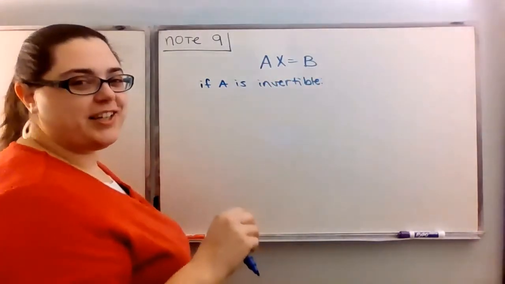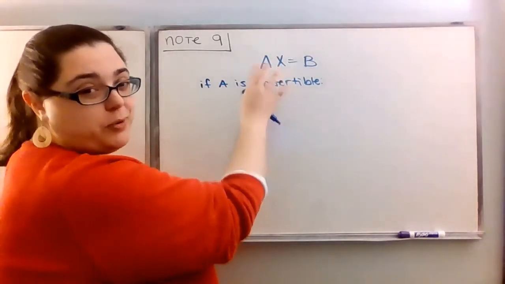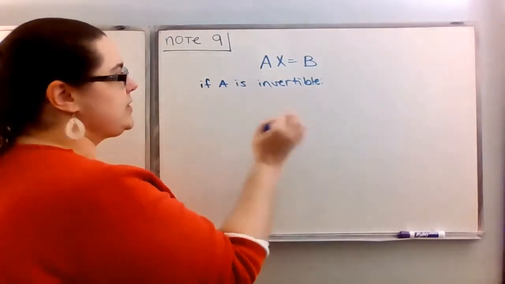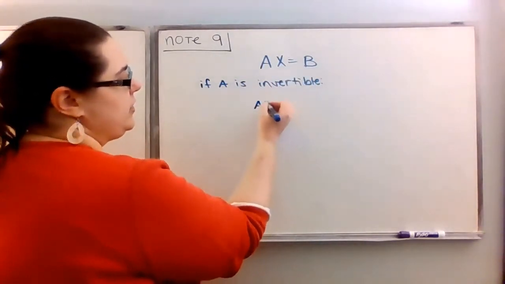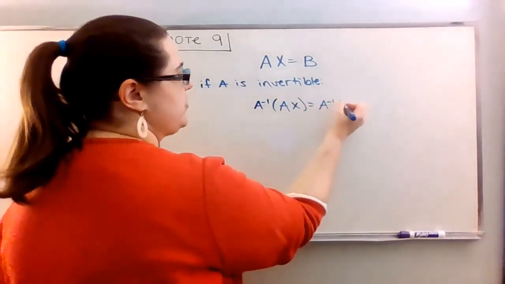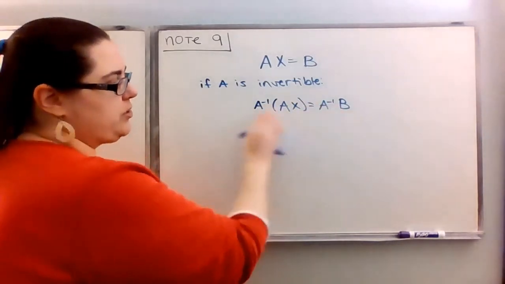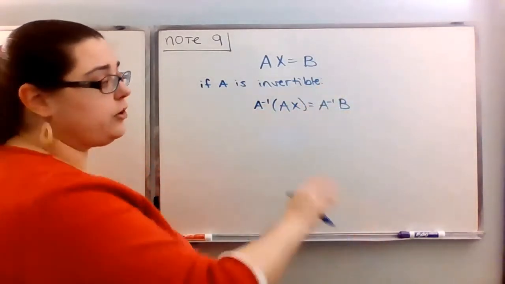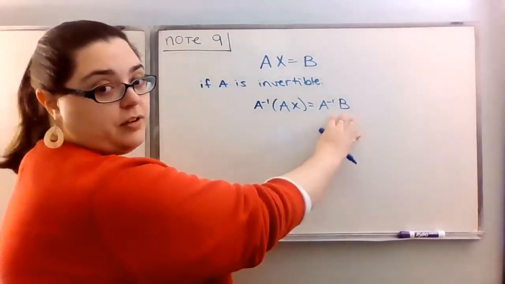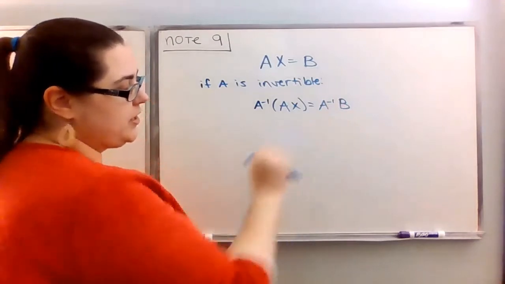if we're fortunate enough to have not just a square coefficient matrix, but one that's invertible, we can do some stuff with it. So we can say A inverse times AX is A inverse times B. Now, when I'm multiplying both sides of this equation by A inverse, I have to be careful. If I multiply on the left, I have to multiply on the left on the right side as well, because multiplication is not commutative. So we have to be mindful of these things.